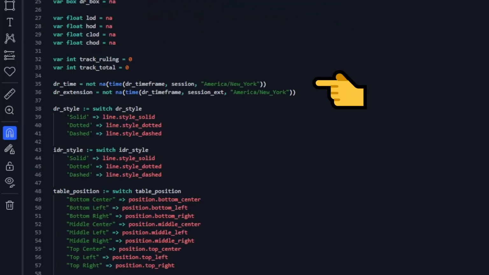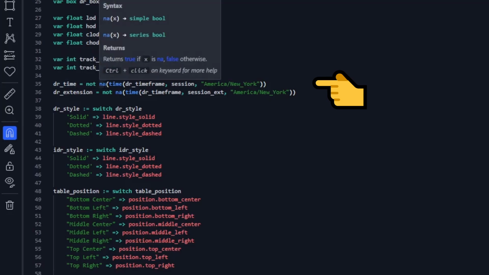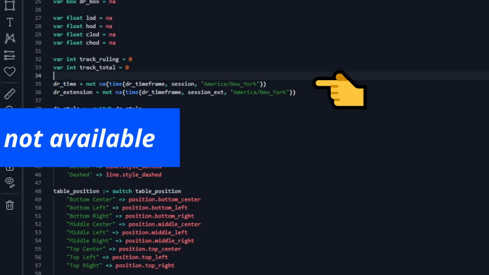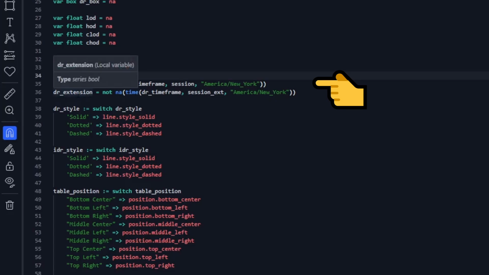So DR time, again, this is our 9:30 to 10:30 range. And basically this will be true when this is not NA. So basically, as long as price is between 9:30 and 10:30, this will be true. And likewise, this extension, if price is after 10:30 and before 4 p.m. New York market close, then this will also be true.